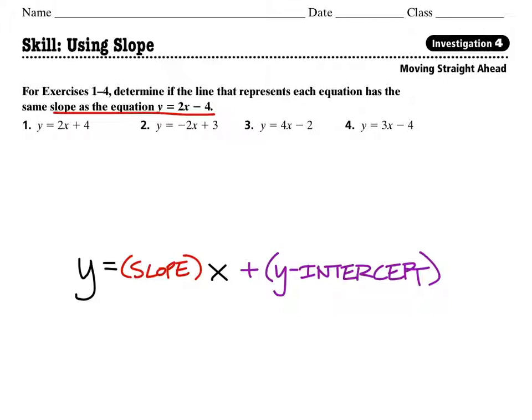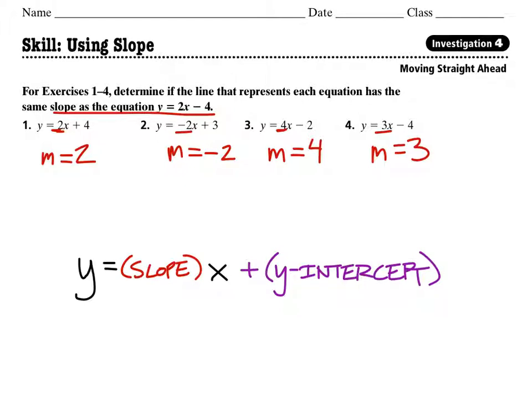So if I start with number 1, I can see that the slope, which is usually denoted with the letter m, is the coefficient of x here, which is 2. On number 2, the slope would be the coefficient of x again, -2. On number 3, the slope is the coefficient of x again, which is 4. And on number 4, the coefficient of x is 3. Now notice I'm not including x in the slope because x is a variable part of the equation, so it's not the actual slope, it's what I multiply the slope by.